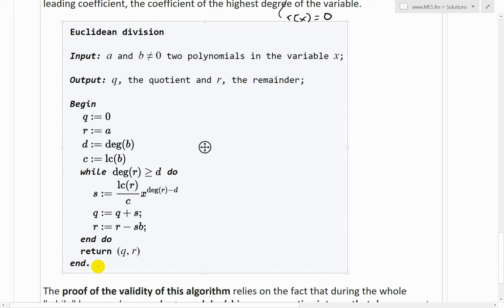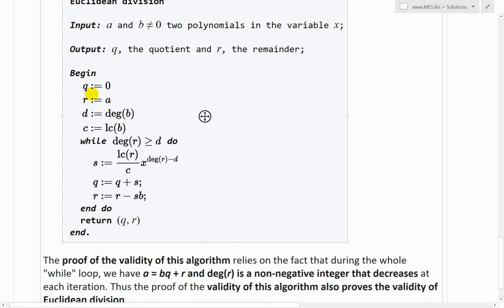There's that algorithm here. It says input a and b, where b is not equal to 0, two polynomials in a variable x. Output q, the quotient, and r, the remainder. It begins with q is 0, r is a, then d is the degree of b. You're just defining these. Then it says while the degree of r is greater than or equal to the degree of b, do this, then it has an s value, and I'll explain why they have it like this.